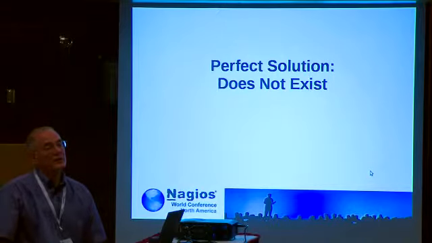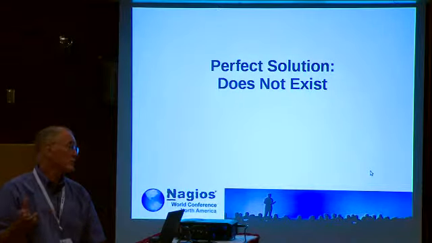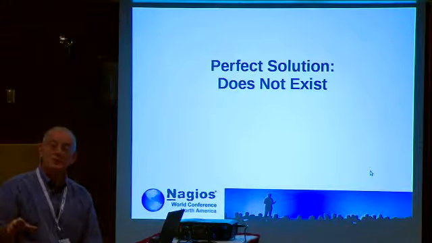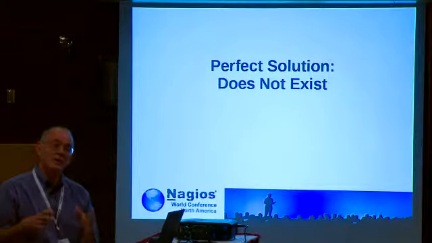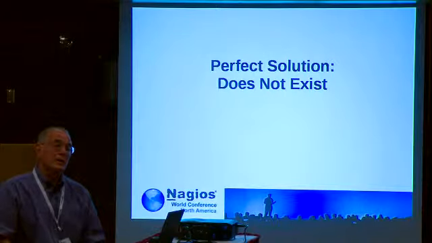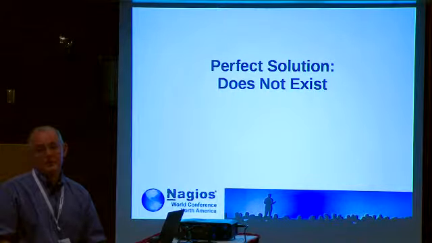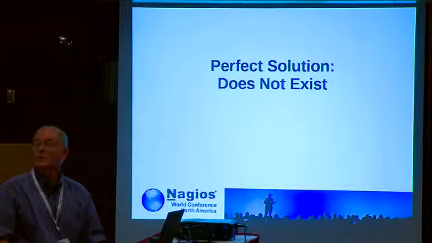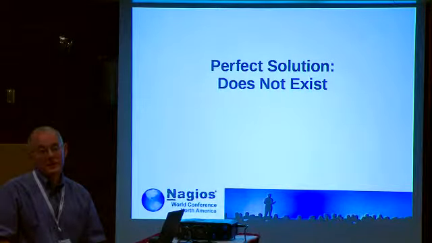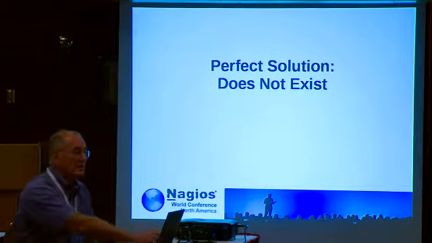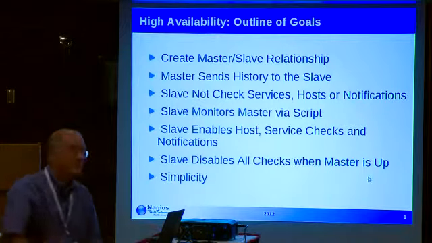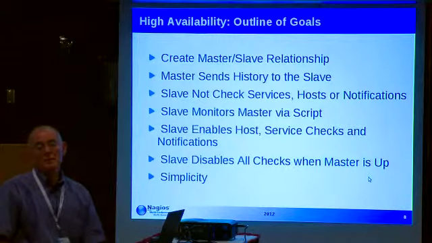So, in reality, the perfect solution may not exist. A lot of this depends upon your organization, the skills that your personnel have, what you want to do. The reality is everybody wants Nagios to be up. If the master goes down, your organization wants an option. And so this model is going to provide you an option that is about as simple as you can probably go. It's going to be a master-slave relationship.